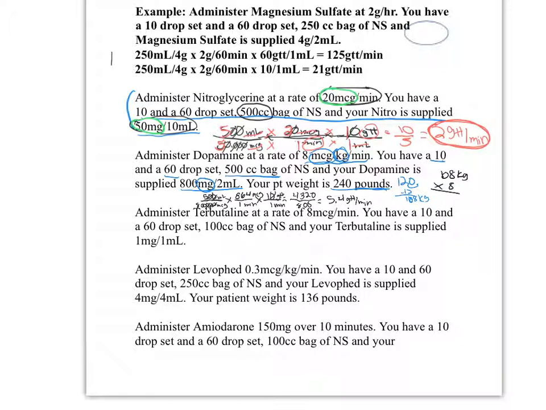All right, so here's my answer. And I want to make a note, that's for the 10 drop tubing. If you're using 60 drop tubing, you're going to have a whole nother calculation there. All right, now lastly, let's go down to the amiodarone because that's over 10 minutes.